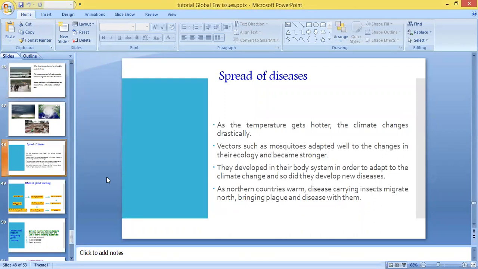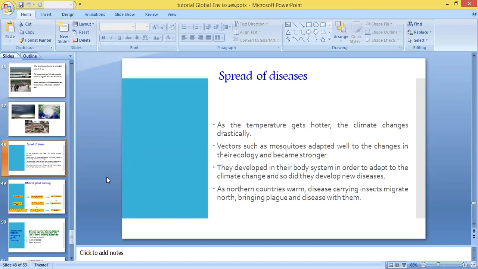So as the temperature gets hotter, the climate changes drastically. Okay, you must have heard that the flu is generally caused due to the change in the climate. So due to the drastic change in the climates, a lot of diseases are spread very easily. Vectors such as mosquitoes adapt well to the changes in their ecology and they become stronger.